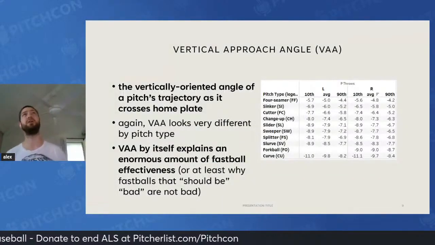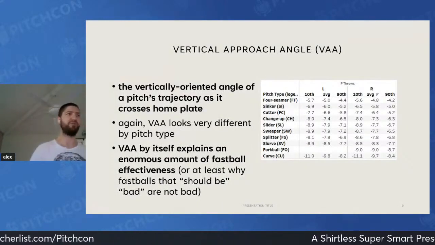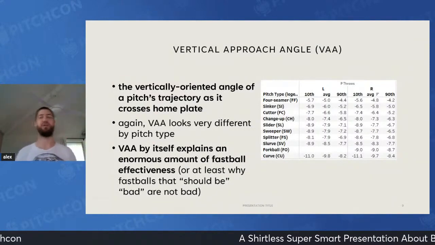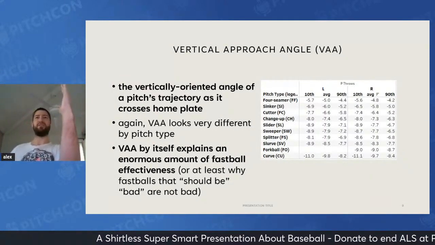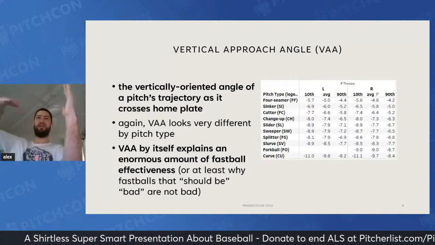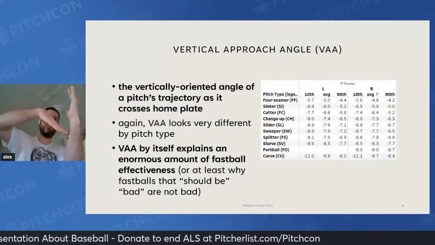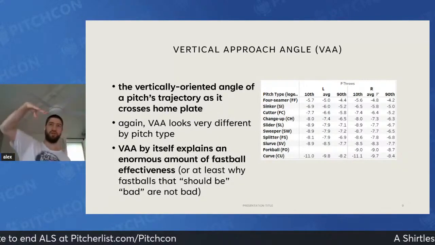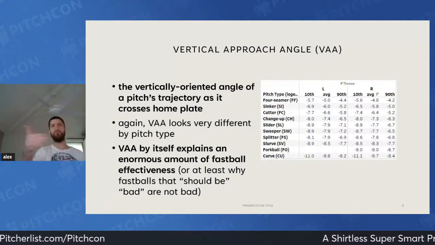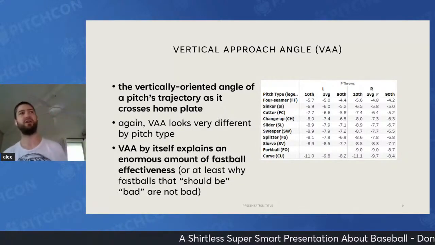Vertical approach angle, for the uninitiated, is the vertically oriented angle of a pitch's trajectory across home plate. So here's the front of home plate, the zone, my hairy arm, and this is the pitch, and this angle, that's the angle that the ball is coming down in. That's the approach angle. That's the vertical angle. The horizontal angle would be related to the run or cut of the pitch.